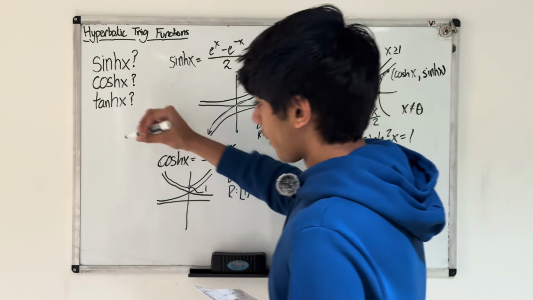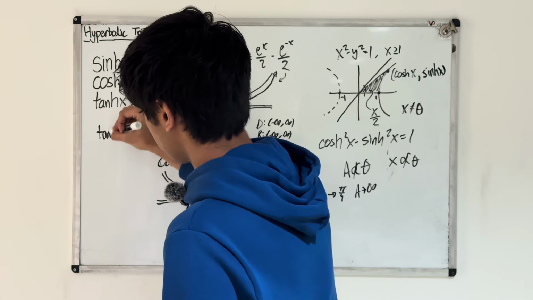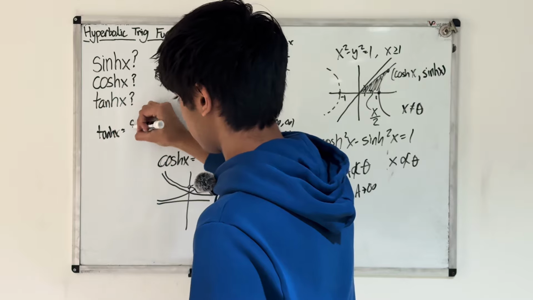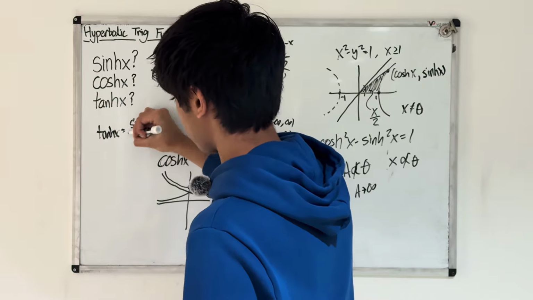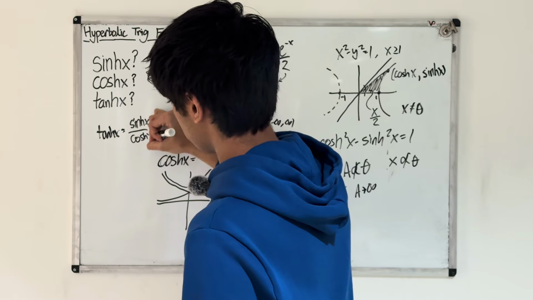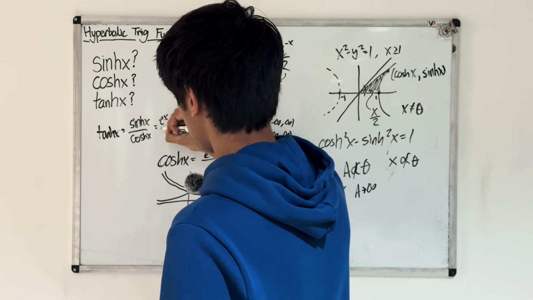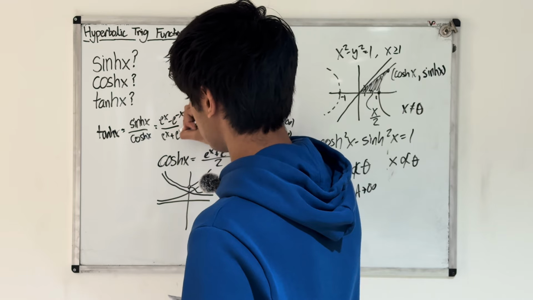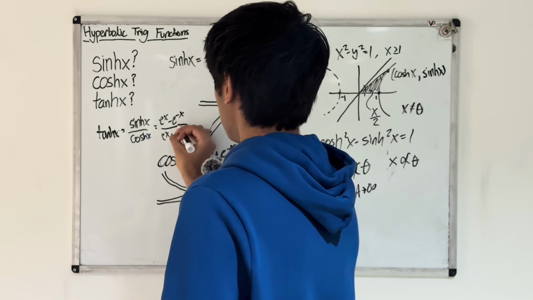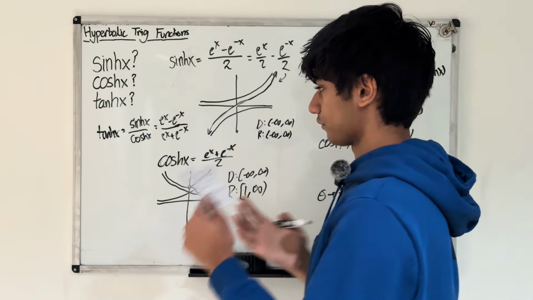And finally, we have hyperbolic tangent of x. And this is defined as sinh of x divided by cosh of x. Or in other words, it would be e to the x minus e to the negative x divided by e to the x plus e to the negative x. So this one's a little hard to graph and reason out.